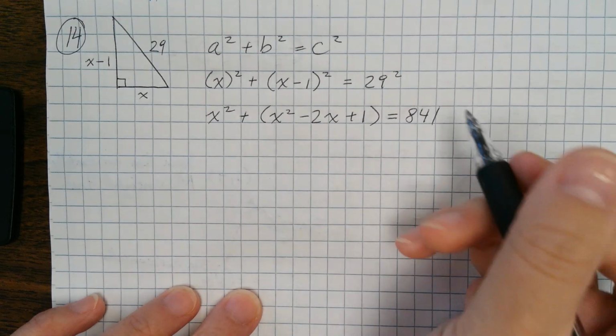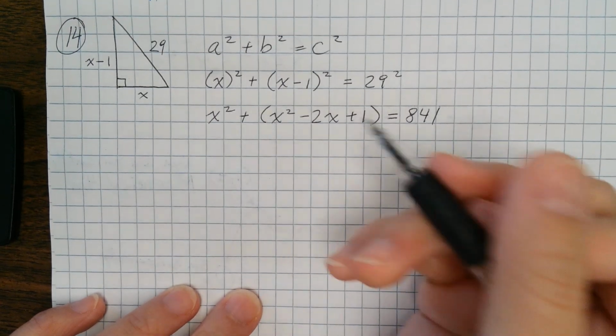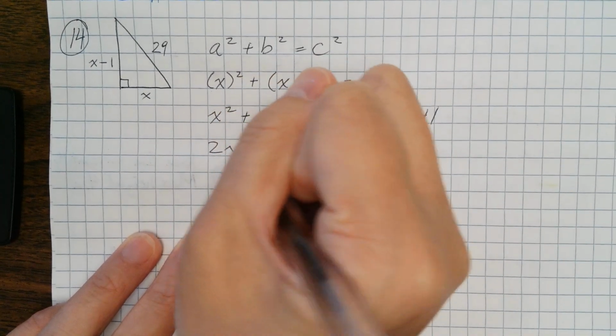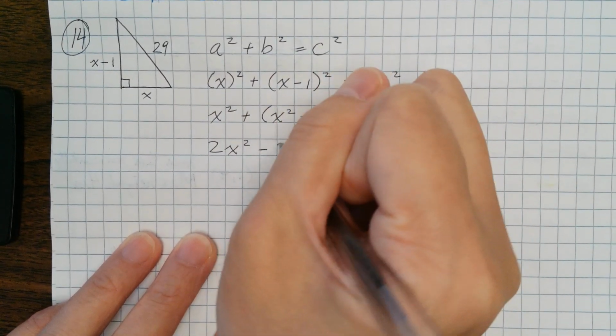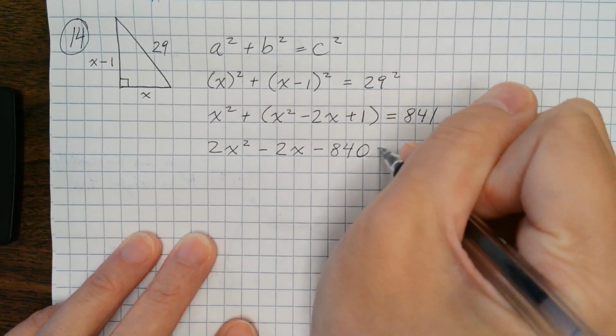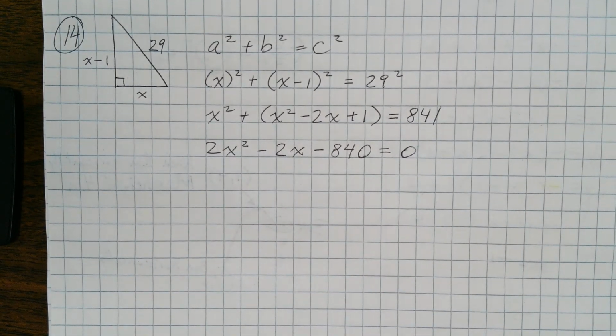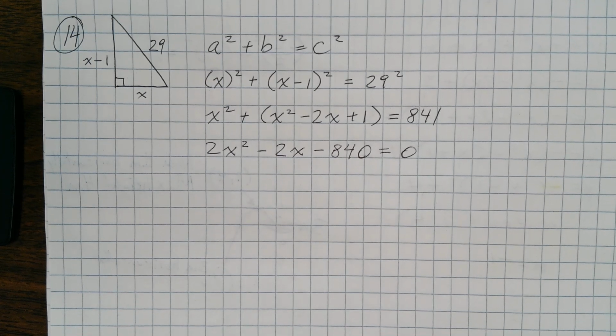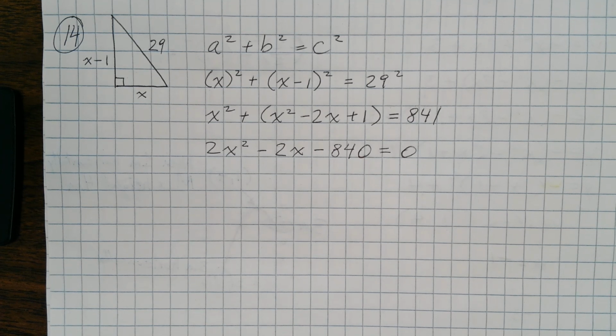Okay. I have to write it in standard form. So move everything to one side. So 2x squared minus 2x and then minus 840. Okay, I have it in standard form now. So should I complete the square or should I do the quadratic formula? Those who say quadratic formula. Those who say complete the square. Those who say factor.